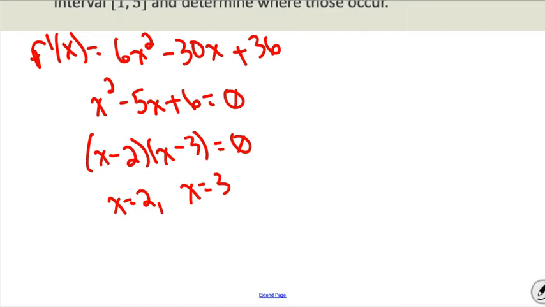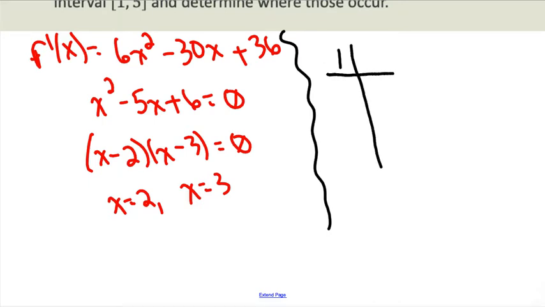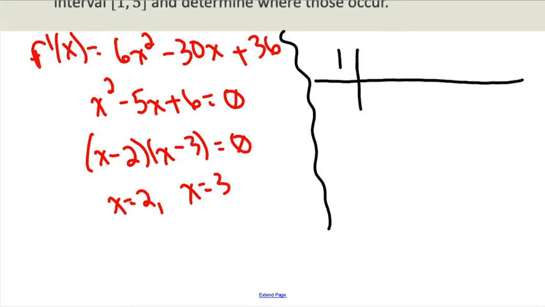Okay, so when I do my table, since both of those values fell between 1 and 5, I have to use them. So I'm going to use 1, 2, 3, and 5. My lines are crooked. Let me try that again.